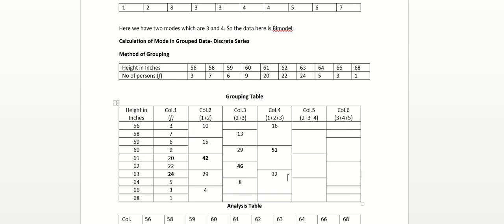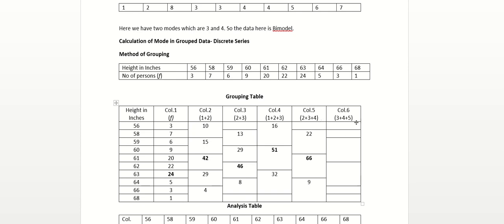Now I will calculate column number 5. For column number 5, I will start with 2, 3 and 4. It means I will skip the first one and start with the second observation. It means 7 plus 6 plus 9. So 7 plus 6 plus 9 becomes 22. Then next 3, 20 plus 22 plus 24. So it becomes 66. Then next 3, 5 plus 3 plus 1. It becomes 9. So this is how I have calculated column number 5.